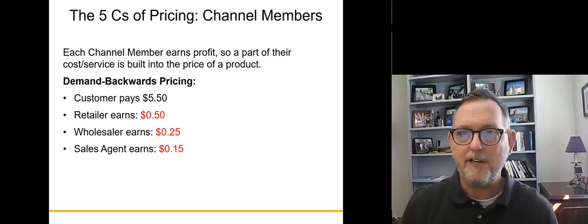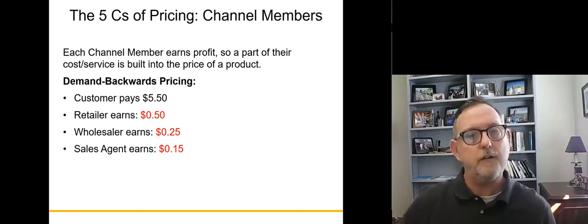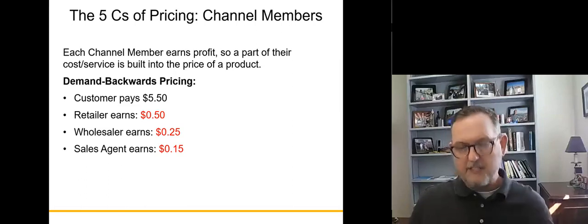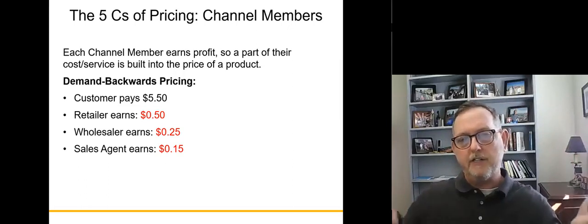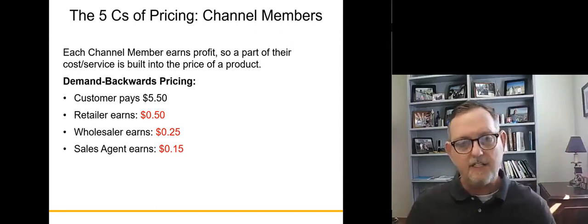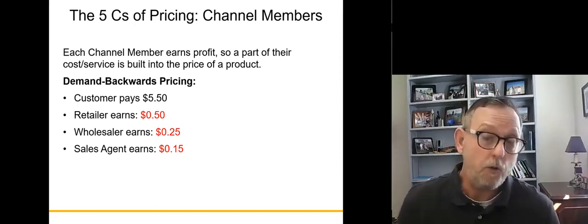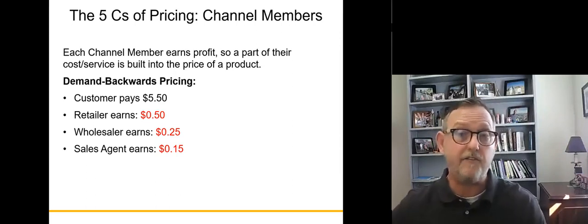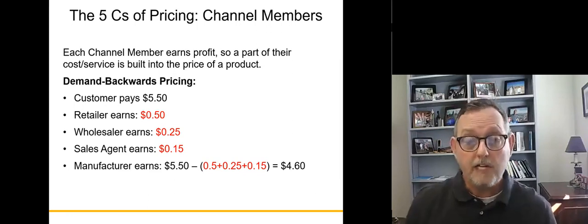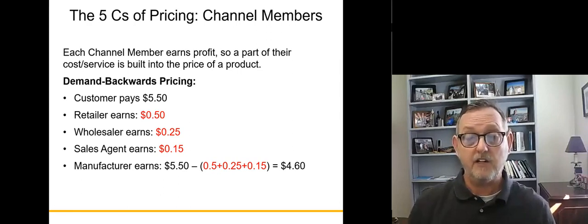Oh, there's another component here, another channel member. Remember, these are all channel members. There's a sales agent who earned 15 cents out of this. So for that product to be sold, the sales agent had to do some work to match up the buyer and the seller. So match up, in this case, the producer and the wholesaler. They made this deal work, and as a reward, as compensation, they get 15 cents out of that $5.50, which means whatever's left over, the manufacturer then earns.